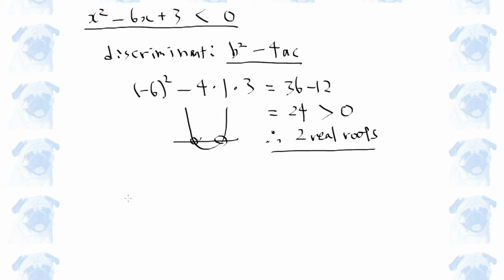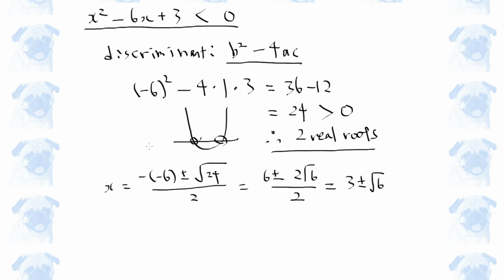To find the roots, let's use the quadratic formula. The discriminant is what's inside the square root here, so we already know that inside of the square root we have 24. So now we know that the first root here is 3 minus root 6. And the second root is 3 plus root 6.